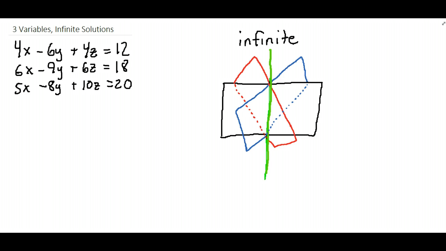This is section 3-5 continued. We're on page 140, example 2. This time we're talking about infinite solutions with three variables. So again, we have three equations: 4x minus 6y plus 4z equals 12. Second equation is 6x minus 9y plus 6z equals 18. And last is 5x minus 8y plus 10z equals 20.